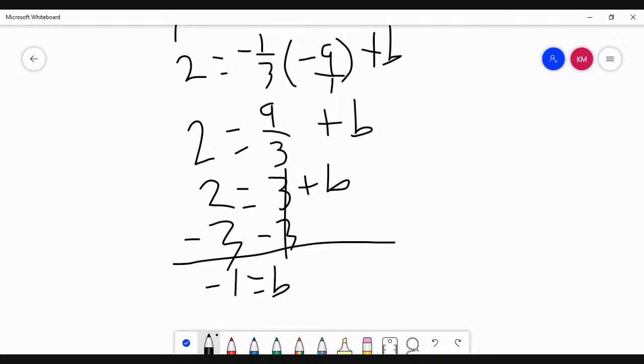So my perpendicular line equation, try saying that 5 times 5, is y equals -1/3 x minus 1. Any questions on perpendicular?